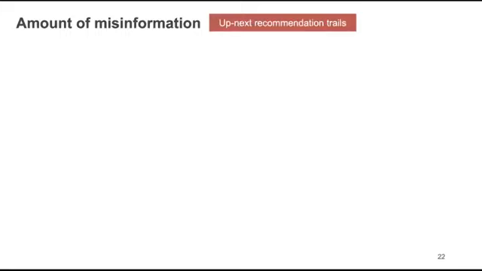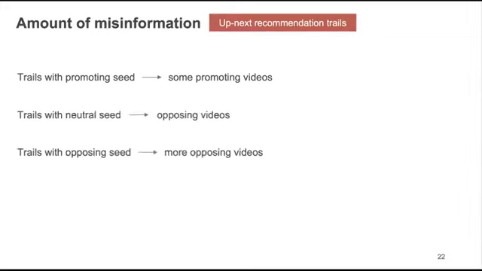Next, we calculated the bias in the up-next recommendations, and we find that when users watch videos that promote election misinformation, YouTube leads users to some more promoting videos in the recommendation trail. However, if users watch neutral or opposing videos, YouTube shows more opposing videos in the recommendation trail. So these were the results of the audit study.